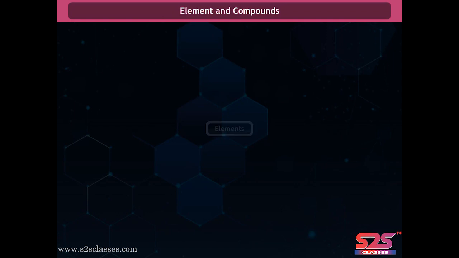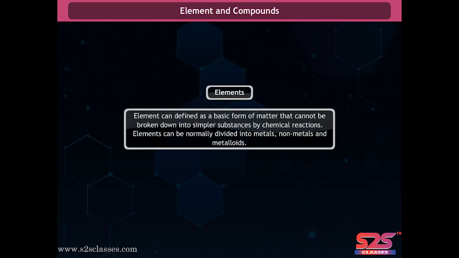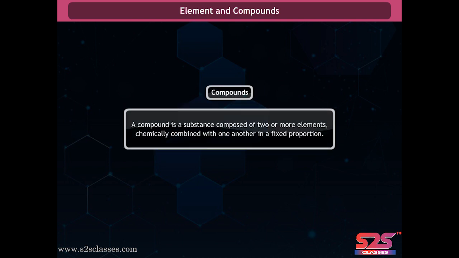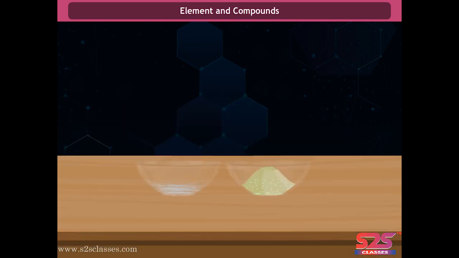Elements and compounds. An element can be defined as a basic form of matter that cannot be broken down into simpler substances by chemical reactions. Elements can normally be divided into metals, non-metals and metalloids. A compound is a substance composed of two or more elements chemically combined with one another in a fixed proportion. Let us explain with the help of an activity.